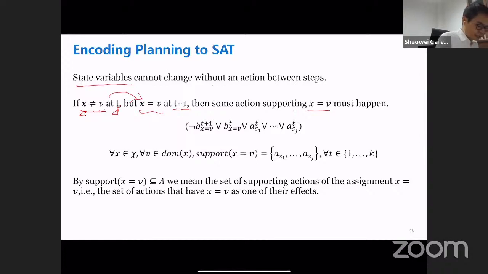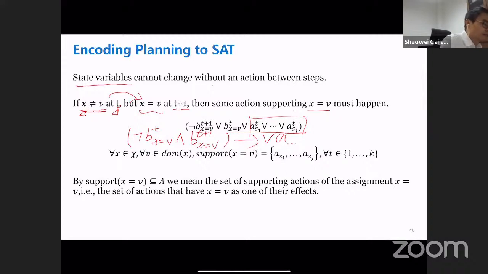Now, if we write this, if x not equals v at time t, so x, this is not at time t, and then x equals v at time t+1, then there must be this action. At least one of these actions must happen. So this is the action.